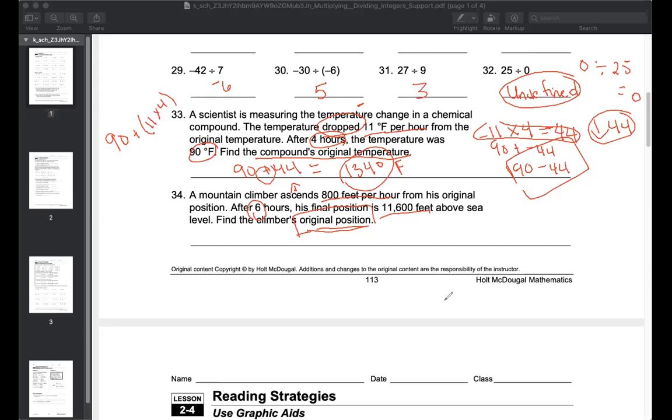Why 800 times 6? Because he went 800 feet per hour after 6 hours. Yeah, so he traveled for 6 hours, so definitely yes. 800 times 6. What's that going to give me? What's 800 times 6? 4,800. 4,800, very good.